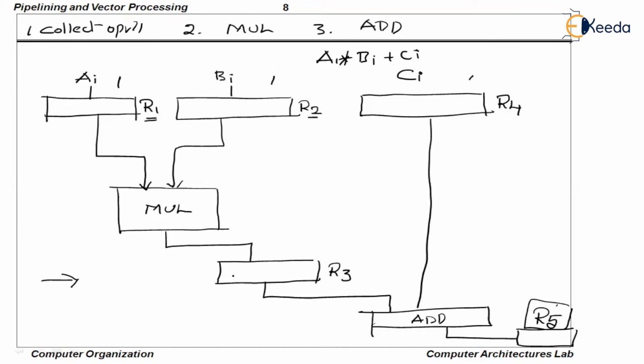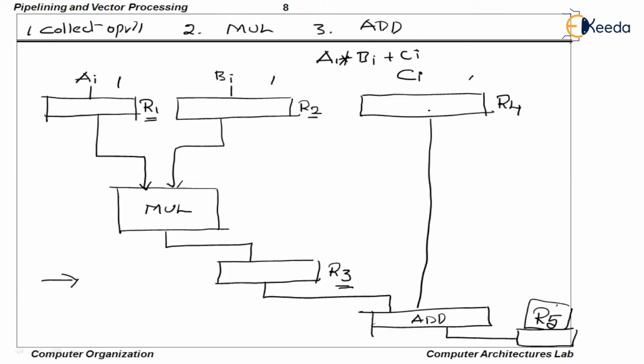Okay. In the second clock cycle, R3 will get its first value, that is A1 into B1. That is, the multiplication segment will take only one clock cycle, because you know that the ALU requires hardly one clock cycle to perform any kind of operation and send it back to the register. So in the second clock cycle, R3 will have A1 into B1. Okay. At the same time, in the second clock cycle, R4 will get its first value from C1.